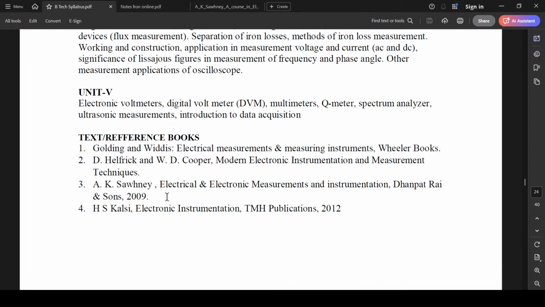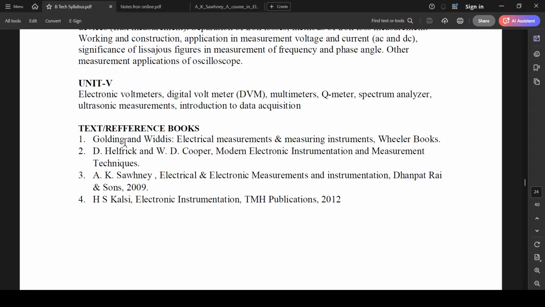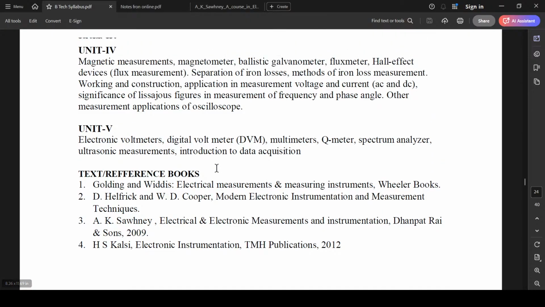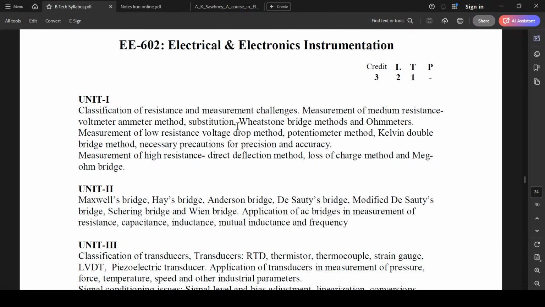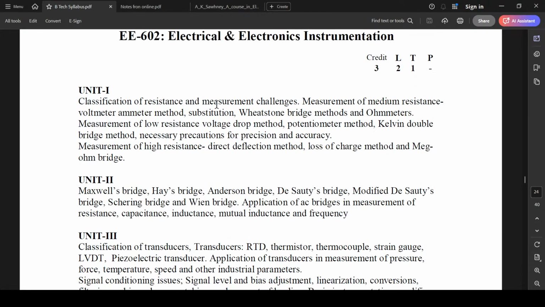There are 4 recommendations: Golding and Widdis by Wheeler books, Helfrick and Cooper, A.K. Sawhney, and H.S. Kalsi. These are Indian and these are international. Considering the audience, we will go through this book and some notes. So, let's start the first unit.